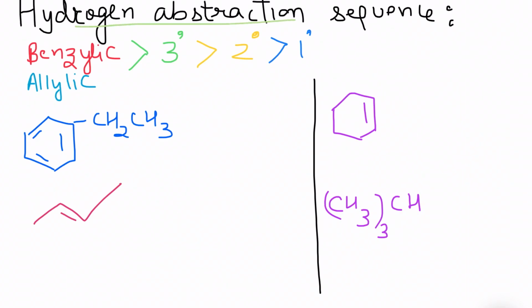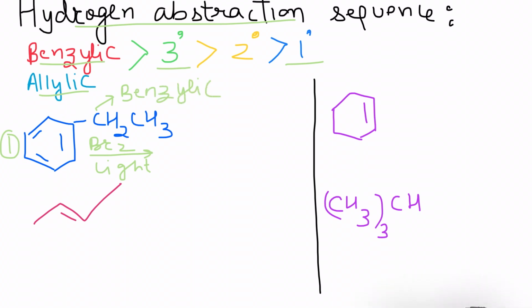The hydrogen abstraction sequence is benzylic and allylic most, then tertiary, and the least one is primary. Suppose we take example 1, and when we do the photochemical halogenation of this compound, then the major product is obtained by abstraction of the benzylic hydrogen. So in this case, the major product is obtained by abstraction of this benzylic hydrogen.